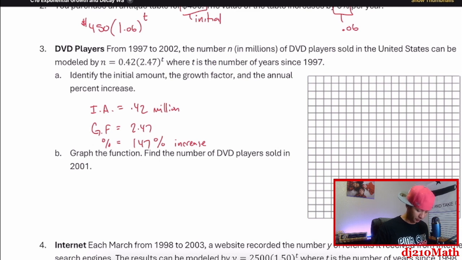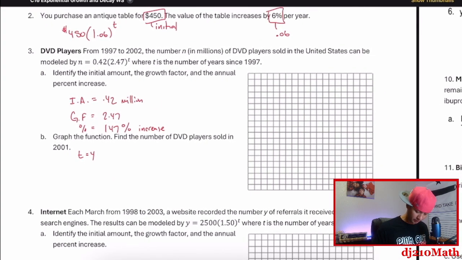So really, t is equal to 4. So if we plug in t is equal to 4, we can figure this out. But we still need to graph it. So we need our x and y axis, or our horizontal axis. So we can call this the t axis, right, for number of years. And then the vertical axis, the y axis, technically this would be our n axis, right? So you give me t, number of years since 97, and I'll give you n, the number in millions of DVD players sold in the US.